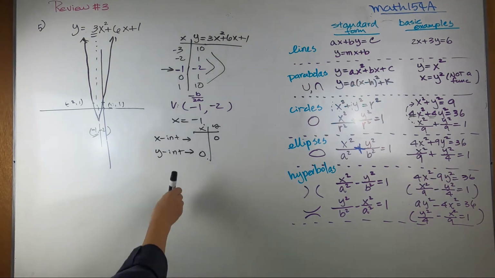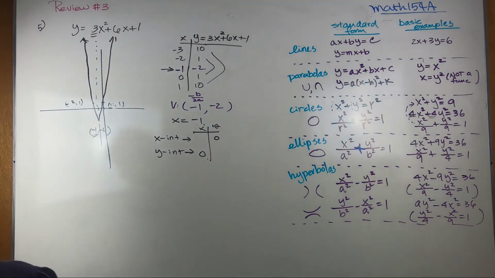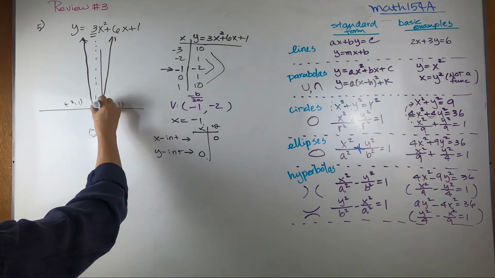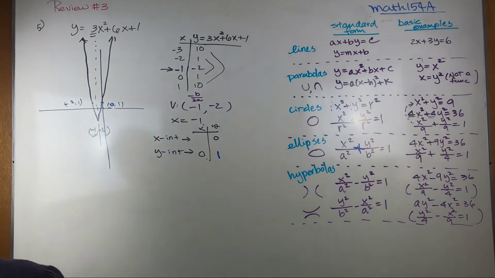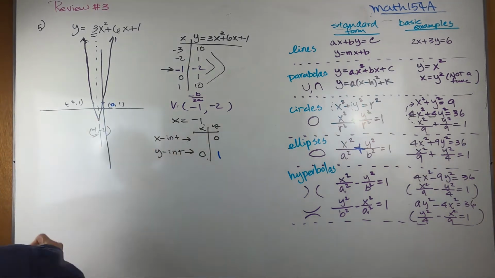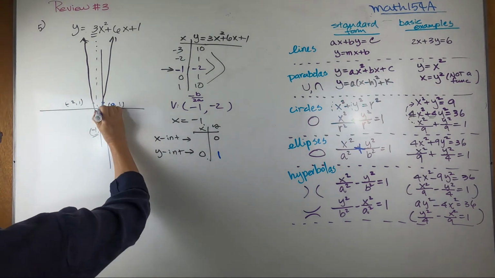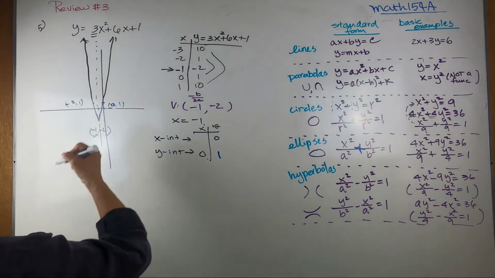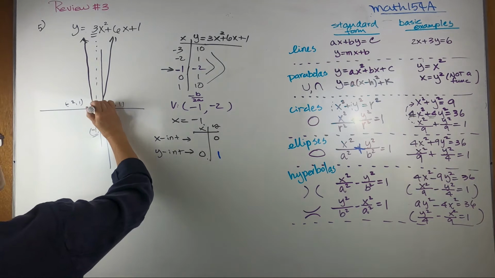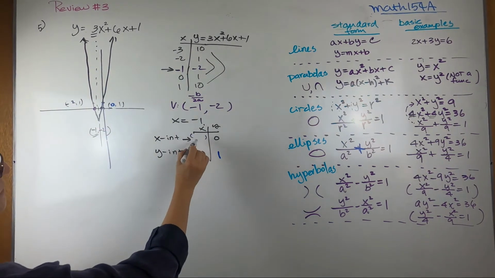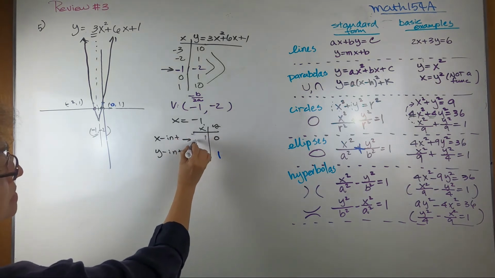So for x is 0, the y-intercept would be easier. x is 0, y is what? 0, and y is 1. So that will be your y-intercept. Then how many x-intercepts should we have? We should have what? 2 intercepts, right? 2 x-intercepts right here. Then we have to find them, right? 2 numbers here.